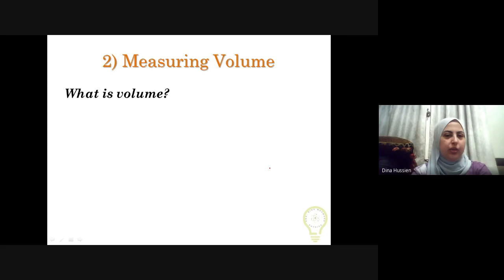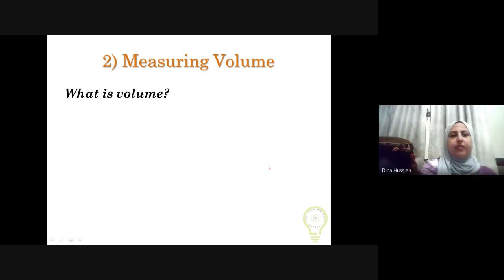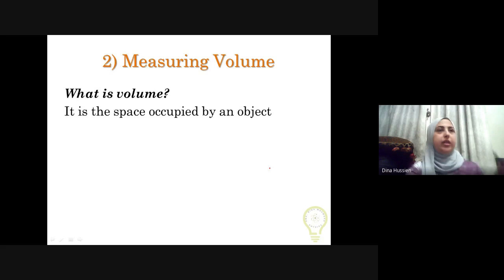Okay, so what were you going to type? Can you just tell us what is volume? I was gonna type that it's the space that is occupied by a mass. Excellent. By any object. The volume is basically the space occupied by any object. So this is the definition of a volume. So how can we calculate the volume?